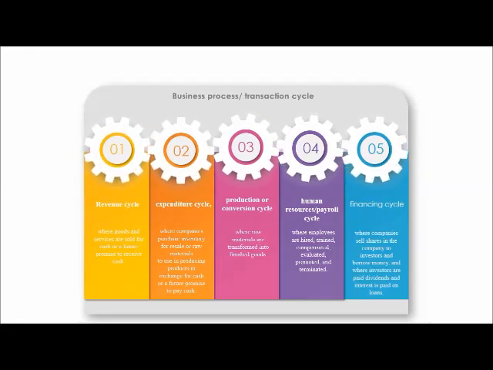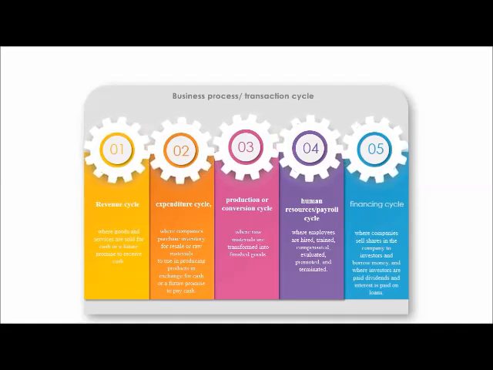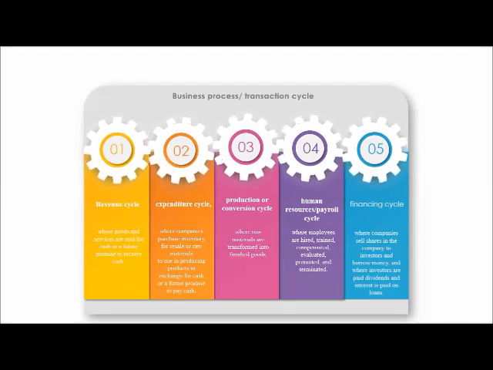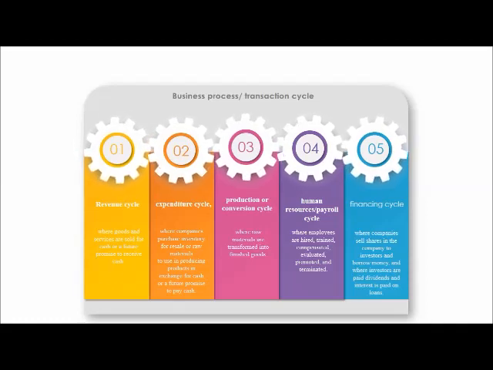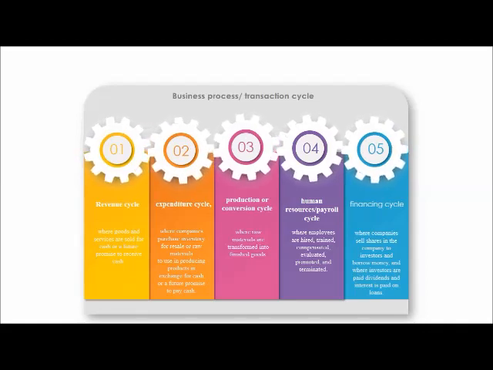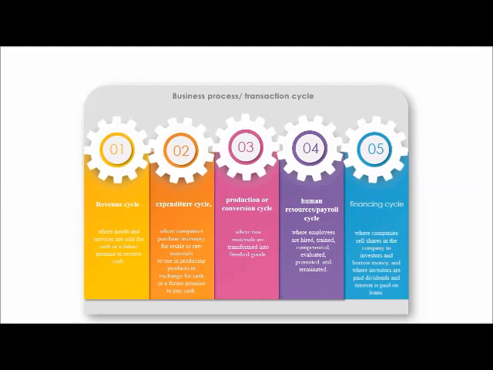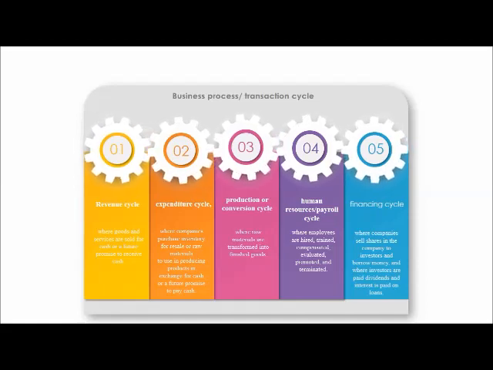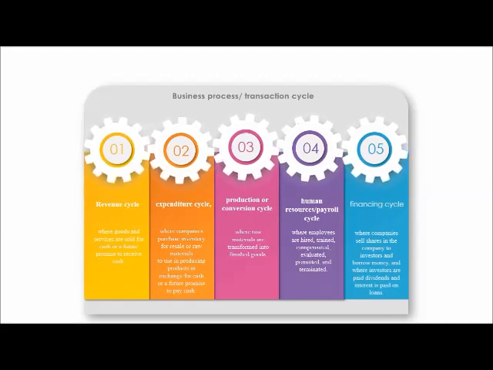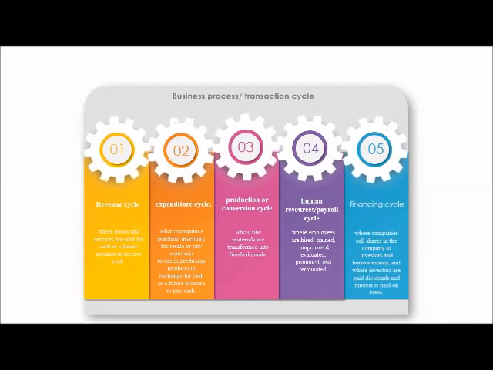The third cycle is called the production or conversion cycle. In this cycle, we convert raw material into finished goods. The fourth cycle is the human resource or payroll cycle. In this cycle, employees are hired, trained, compensated, evaluated, promoted, and terminated. The last and final cycle is the financing cycle. In this cycle, the company tries to finance its business in two ways. The first way is through selling shares to investors, and in exchange, the company will pay dividends. The second is through taking loans from banks and financial institutions in exchange for paying interest.